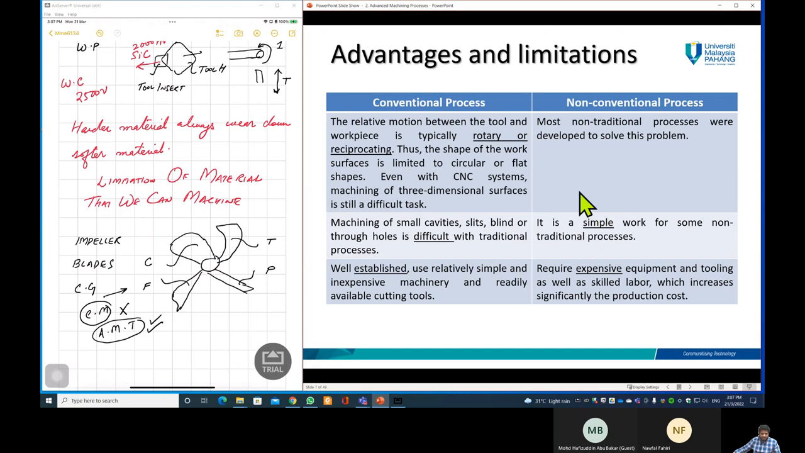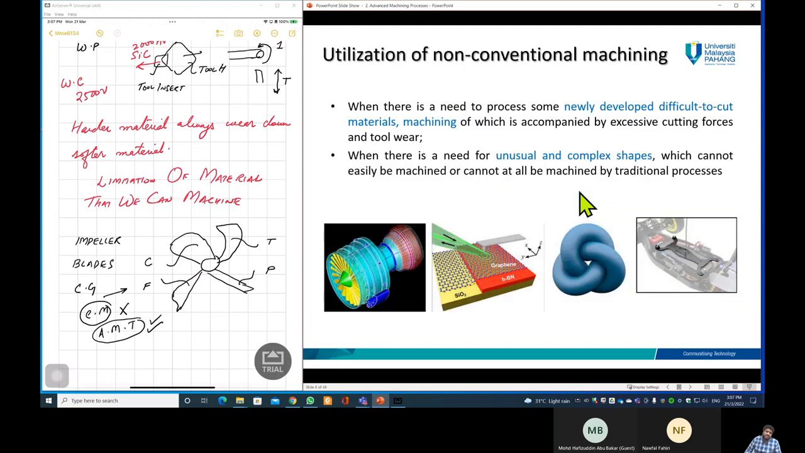Okay. So I will move on to the next slide. Utilization of non-conventional machining. When there is a need to process some newly developed difficult-to-cut material, machining is accompanied by excessive cutting forces and tool wear. When there is a need for an unusual complex shape that cannot be easily machined or cannot be machined by traditional processes, then we use advanced machining processes or advanced machining technologies.